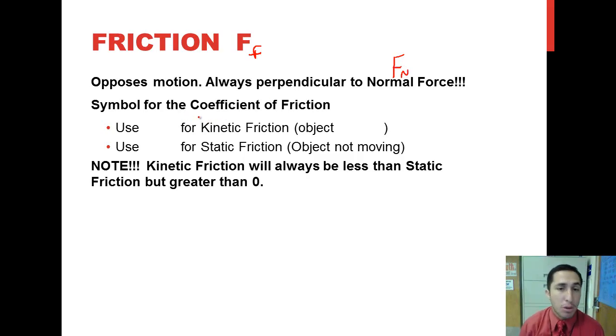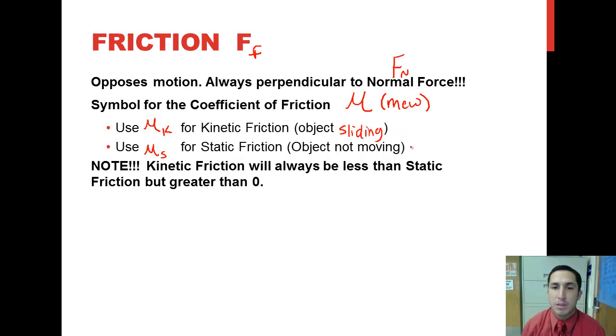The symbol for the coefficient of friction, that's how much friction there is between two surfaces, is this symbol right here. That is the letter mu. If an object is sliding on a surface, you will use mu k. K being for kinetic. And what does kinetic mean? Moving. We'll talk about that later on when we go to kinetic energy and potential energy. You use this when an object is sliding on a surface. You will use mu s for static friction. That's when the object is not sliding on the surface.